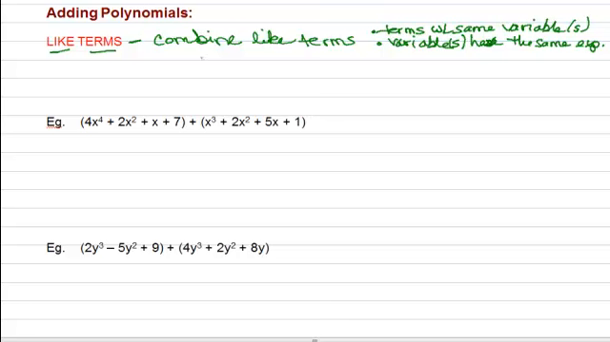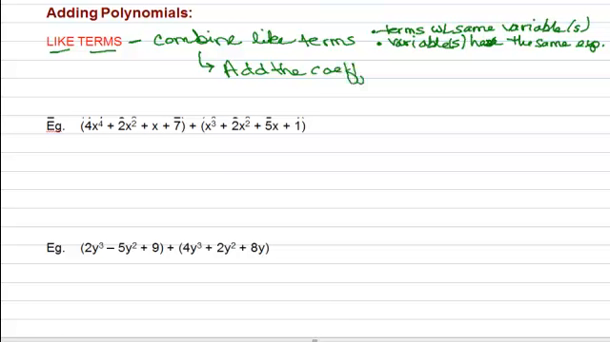Once we've identified like terms and we can combine them, we add the coefficients. Remember, this is just a shortcut, so we don't have to do it the long way. So we add the coefficients and keep the exponent. This is how we combine like terms, and this is really the foundation for everything we do when we're adding and even subtracting polynomials. We just have to add one extra thing for subtracting.